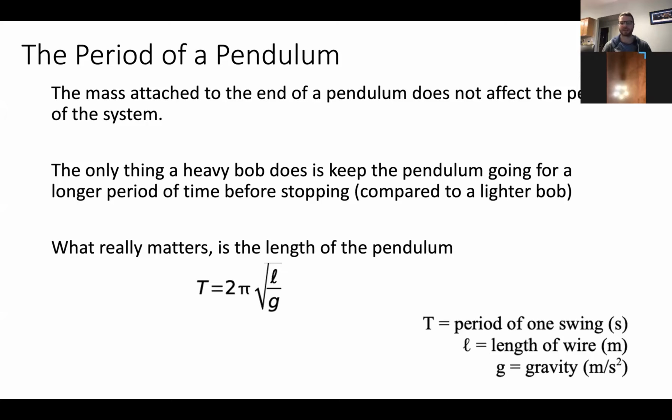Okay, so T is the period of one whole swing. So as it goes back and forth, right? So if it starts here, if it goes there, and as it comes back here, that is one full period. That's one whole oscillation. Okay, length L, fancy L, is going to be the length of the wire, and g is the acceleration due to gravity. So with this, if you know the period of your pendulum and the length of the wire, you can actually calculate the acceleration due to gravity in that area.